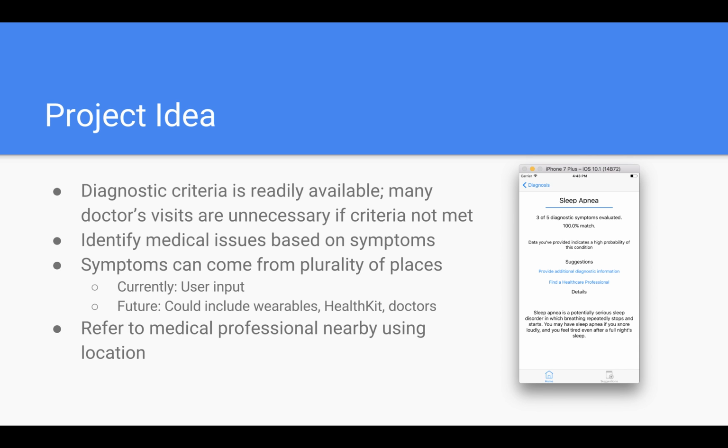But I think where this idea is really interesting is that in the future, this could include things such as wearables or the HealthKit API within iOS, or even other doctors who could use it to update a medical profile. If we keep a running tally of all the symptoms that a person has at any given moment, we can provide a list of potential health issues that they may be encountering and the probability of each of them. And lastly, because this is an iOS application, we can also incorporate location by referring them to a medical professional near them using MapKit and core location.